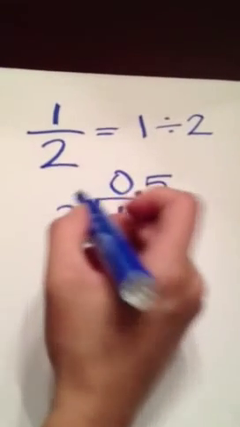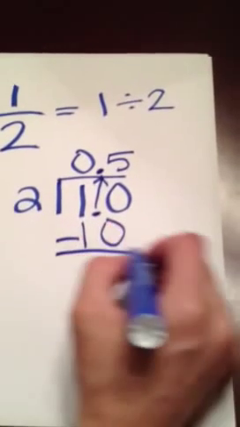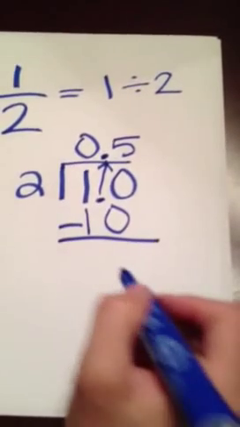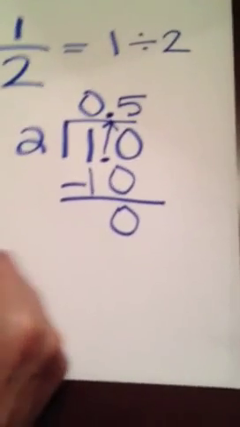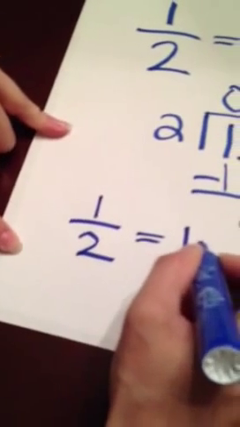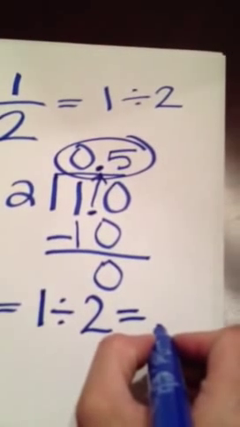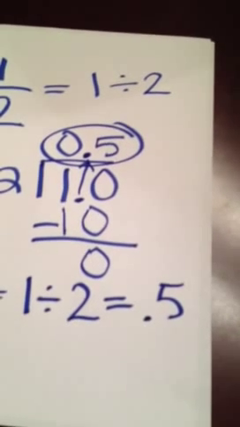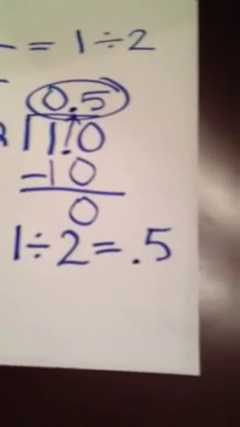So 5 times 2 is what? 10. And then we would subtract it, right? And what do we get? 0. So 1 half is equal to 1 divided by 2, which is equal to 0.5, right? Does that make sense? Yes. Do you want to try one together? Okay, let's try one together.